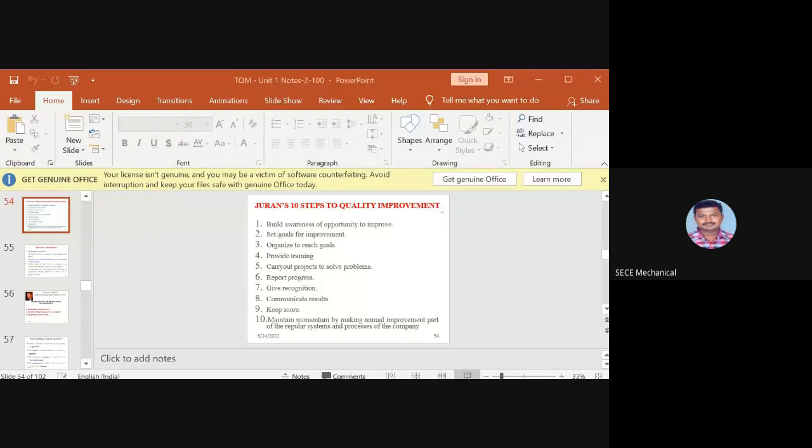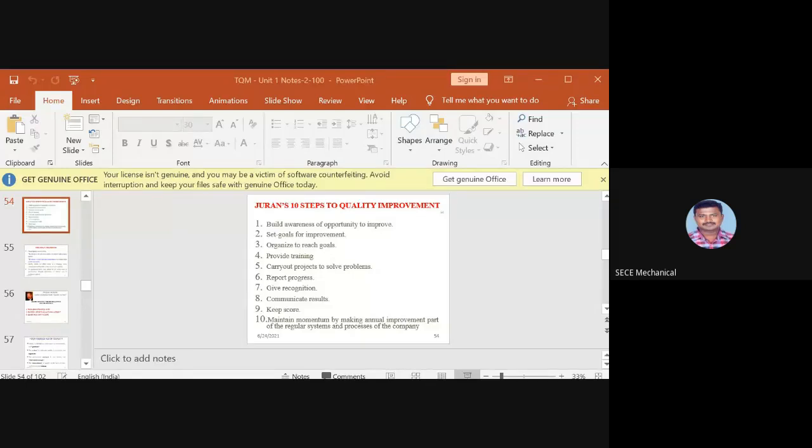The 10 steps are: build awareness of the need and opportunity for improvement. This we need to build ourselves. Next is set goals for improvement. Definitely without goals we can't do anything. Every industry, organization, or any kind of thing should have some goals. Based on goals only, we will work and plan accordingly to achieve them.